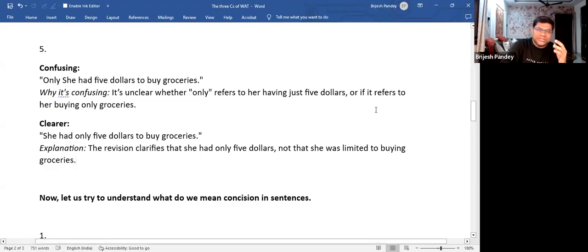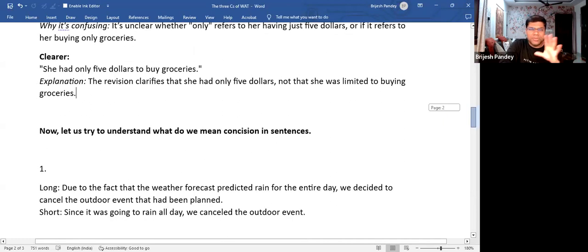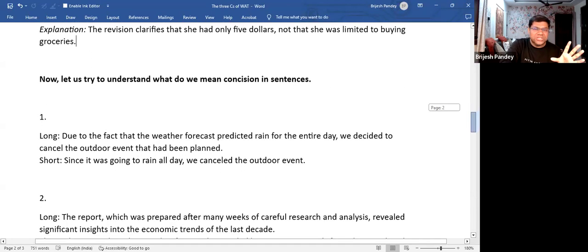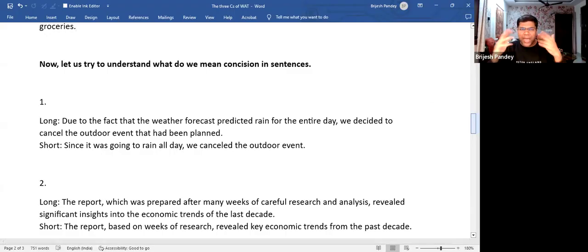Now we will come to the third C, and that is concision. This is a big, big problem. In fact, clarity is still fine because not many people have issues with it. But concision is a big problem with many, many people. The reason is that we try to build lots of background information. At the same time, we try to put too much in the same sentence. That is the reason why our sentences become very bulky and long, without conveying much.